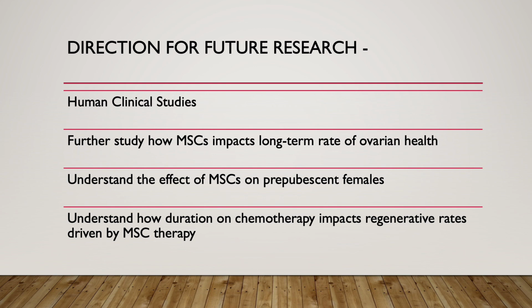Secondly, it would be important to further study how MSCs impact the long-term rate of ovarian health. Third, we need to understand the effect of MSCs on prepubescent females, therefore females who might undergo chemotherapy prior to the age of puberty. Lastly, it's important to understand how the duration of chemotherapy impacts regenerative rates driven by MSC therapy.